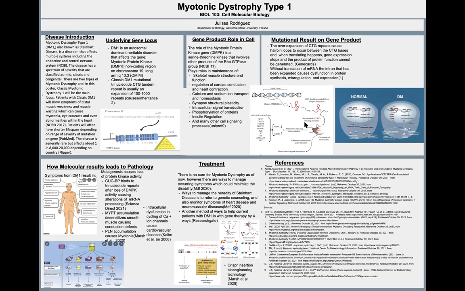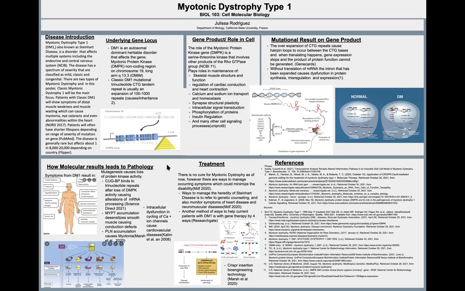Recruitment of the CUG-binding protein causes formation of the nuclear foci. This causes alternative splicing and misregulation of these two main enzymes, which disturbs gene expression between all of these enzymes. Here you can see this is the normal cell regulation, and this is a person with DM1. Now, how the molecular genetic mutation results in the pathology.